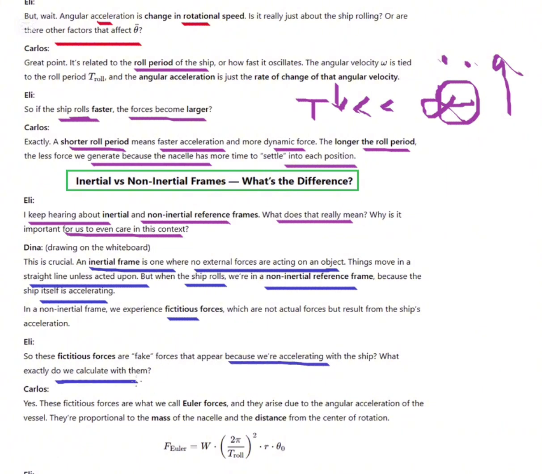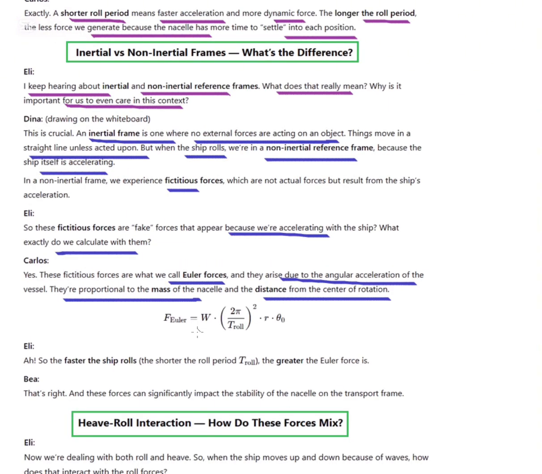What exactly do we calculate with them? These fictitious forces are what we call inertial forces. They arise due to angular acceleration of the vessel. They are proportional to the mass, the distance from the center of rotation, and the angular acceleration.